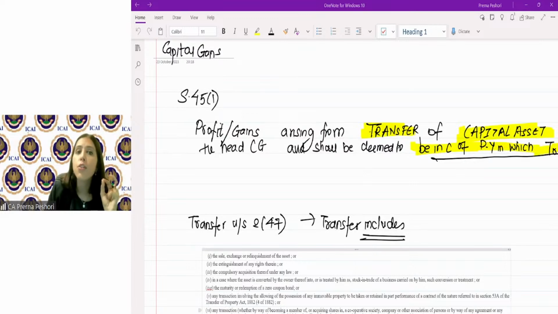Now, this condition is not applicable for transactions on a recognized stock exchange in IFSC, where the consideration is paid in forex, and the cases covered in the 2018 notification issued by the central government.